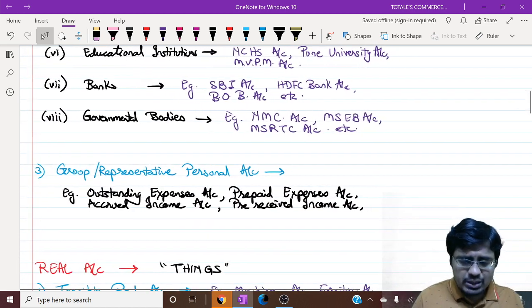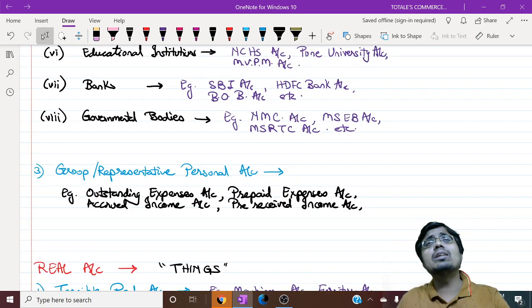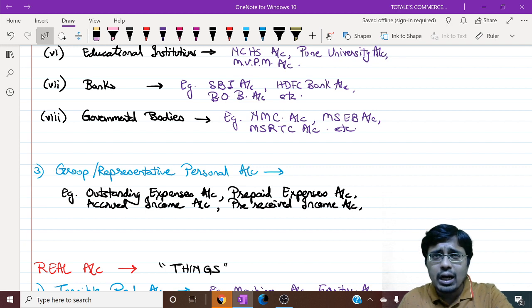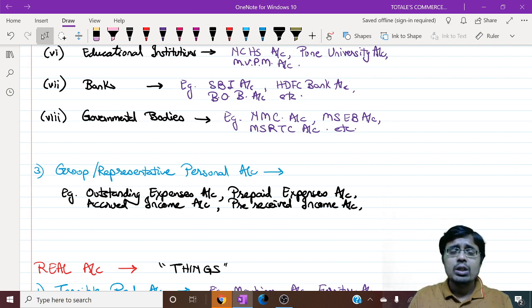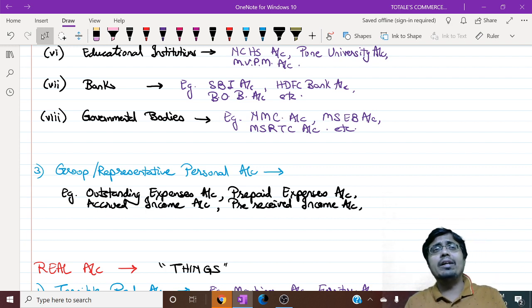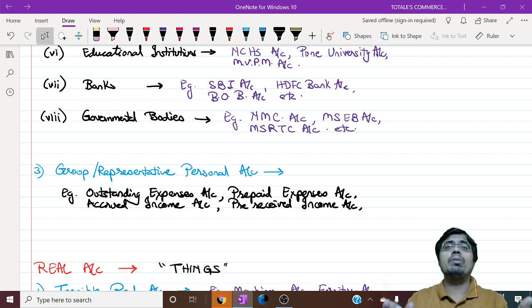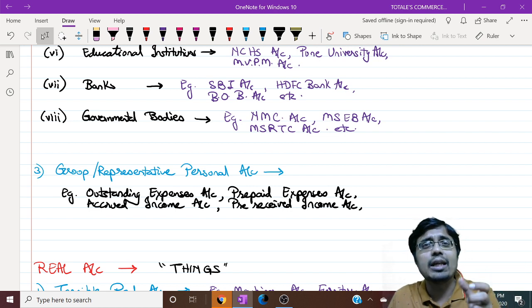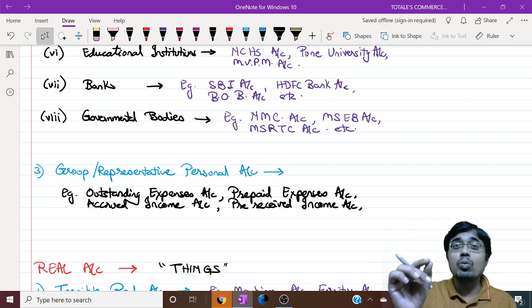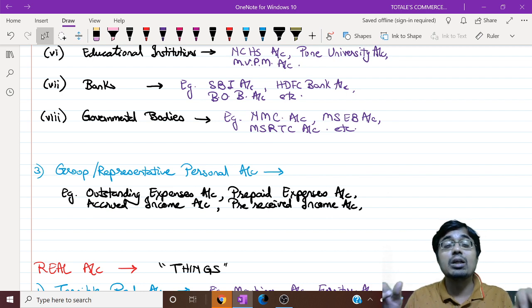Now, group or representative personal account. Now, what are these accounts? These are the accounts which denote a group. Suppose I have to receive money from debtors. There are 10 different debtors from whom I have to take money for goods sold to them. I can name them as sundry debtors account. So it is the name of a group. Instead of remembering one person, I can remember them as a group.